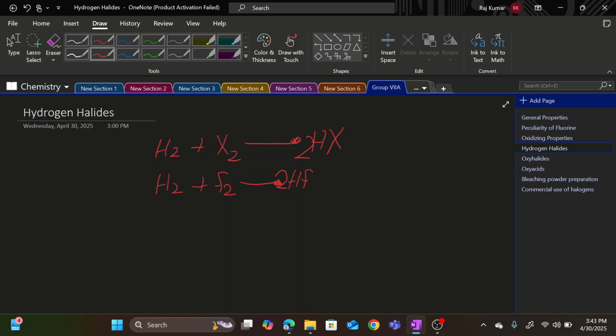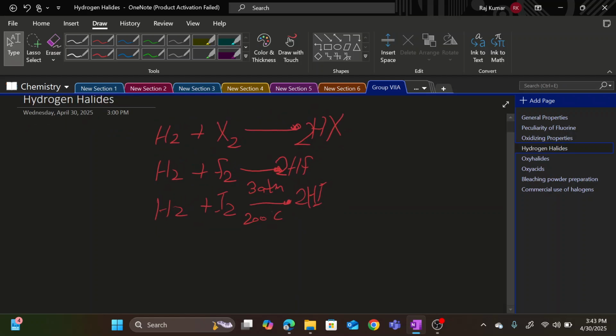But if the reaction is, let's say, with iodine, then it needs to be carried out at a very high temperature and a very high pressure, something around 3 atmospheres and something around 200 centigrade. It's just an approximate temperature, not the actual temperature. And these hydrogen halides have basically the characteristics.